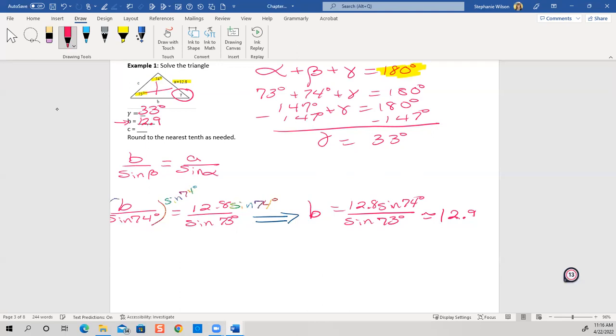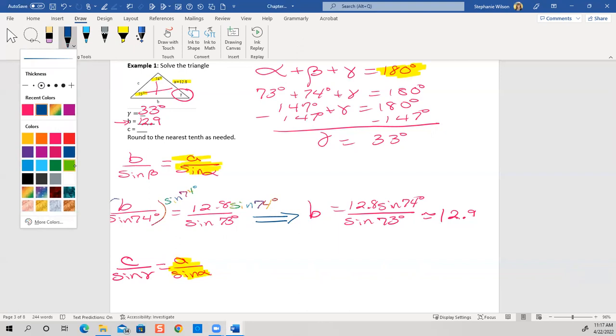Okay, so my answer for B is 12.9. Now I'm going to solve for C. So when I solve for C, I'm going to take the information I got. Again, I know that C is over gamma. We found gamma. And I'm going to take A over sine of alpha. And if you notice, I'm using what I knew from the start. This here, I'm using it here. I'm going to use it again here. It makes it easier. And plus, that's what we knew from the beginning. That's my original. So let's go with it.